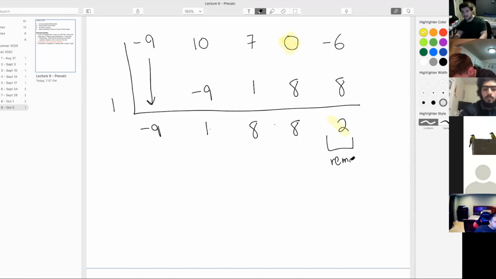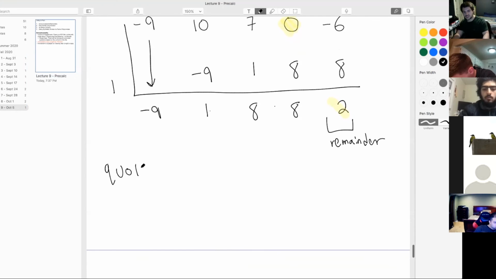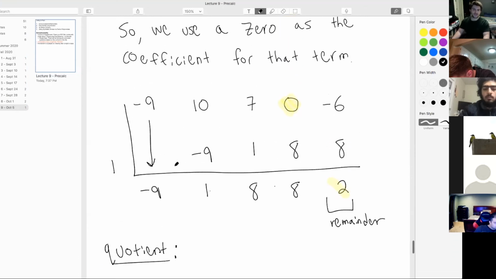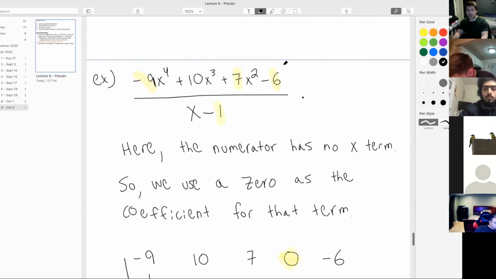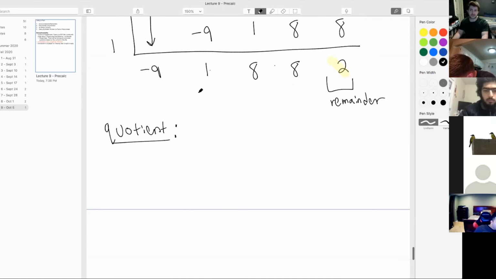That's the remainder. And the quotient is, so remember the other numbers in the bottom row, those are the coefficients of our quotient. So there's 2 ways to think about this. In the numerator of our original question, it was a polynomial of degree 4. That means our quotient will be a polynomial of degree 3. So this -9 will be in front of an x cubed. That's one way to think about it.